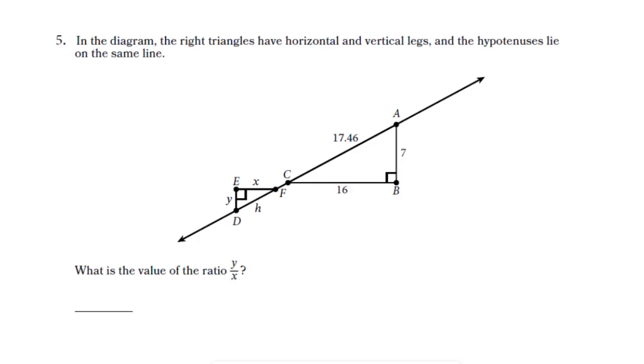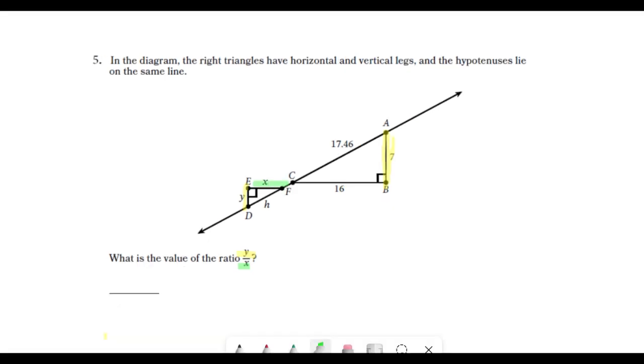Now this question asks, what is the value of the ratio of y over x? What we do have are two right triangles that have horizontal and vertical legs, and the hypotenuses lie on the same line. So again, we do know that they are similar because of that. Now let's look at y over x. So y over x is the height to base ratio, and we want to figure this out by comparing y to the corresponding position on the other triangle.